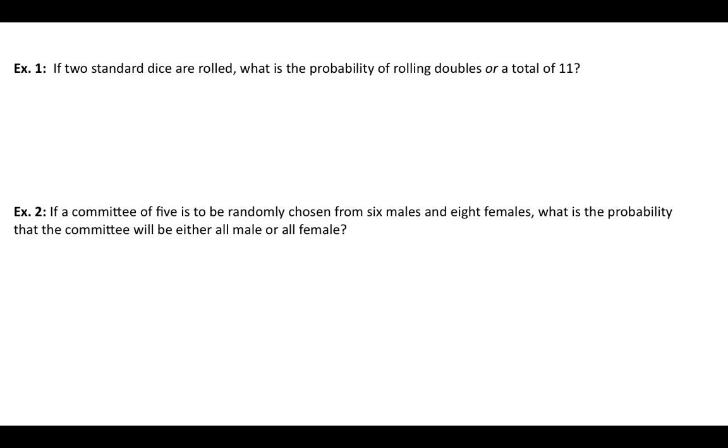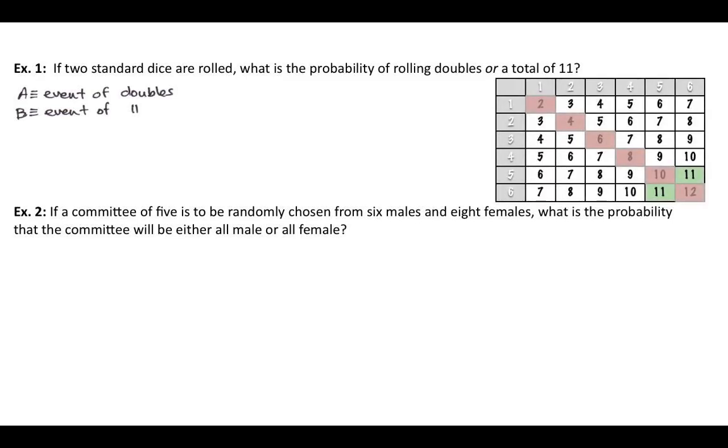Okay, so here's example number 1. If 2 standard dice are rolled, what's the probability of rolling doubles or a total of 11? So what we want to say here is, let's define the events. A is the event of rolling doubles. And B would be the event of rolling a sum of 11. So it's really helpful if we go back and look at our 6x6 dice chart, right?